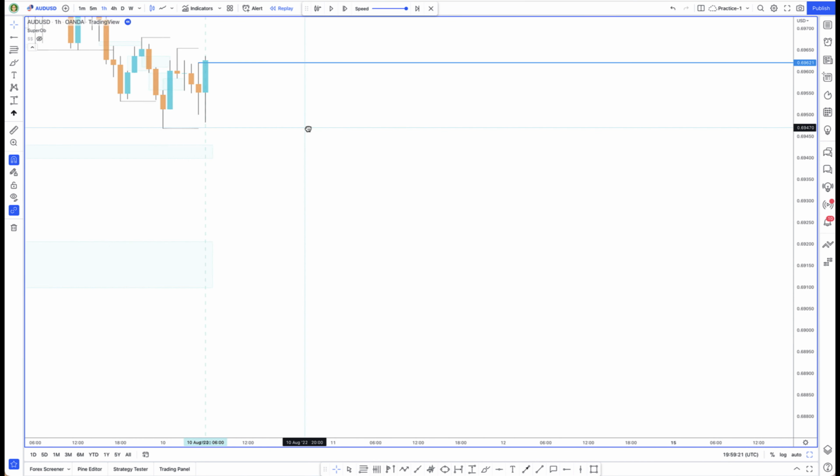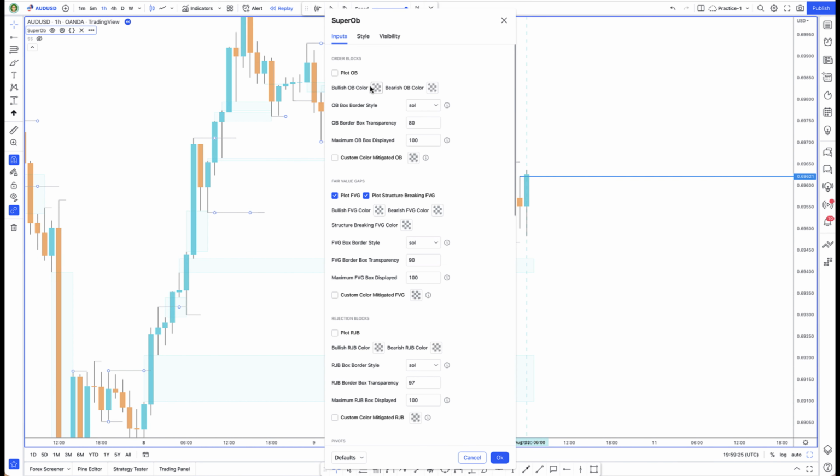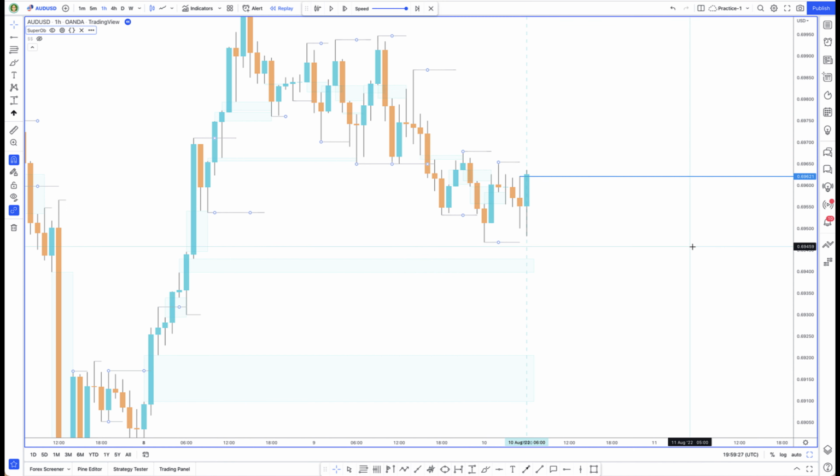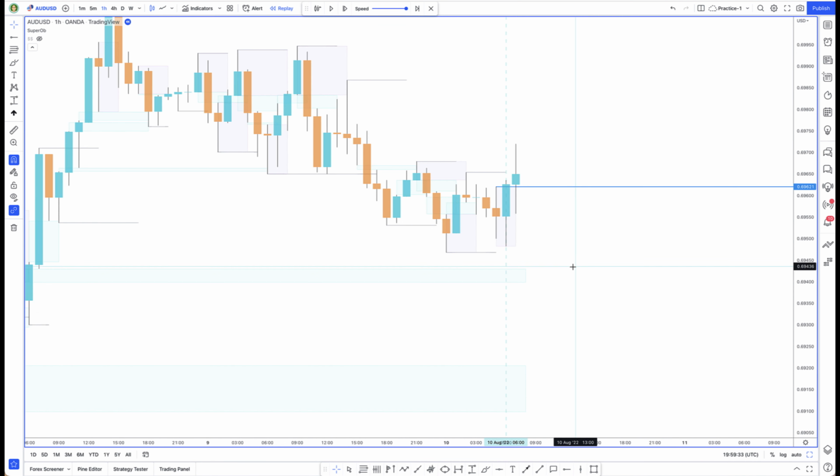Oh yes, another interesting thing to note, this is also an order block. So all order blocks are 2 candle fair value gaps. You can clearly see this printed. So this is a 2 candle bullish fair value gap, and an order block.